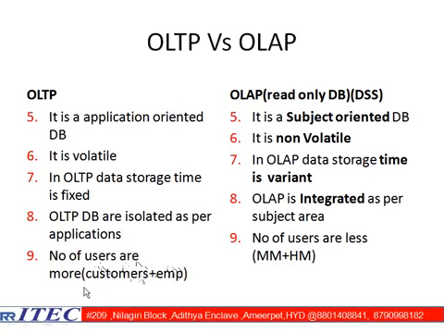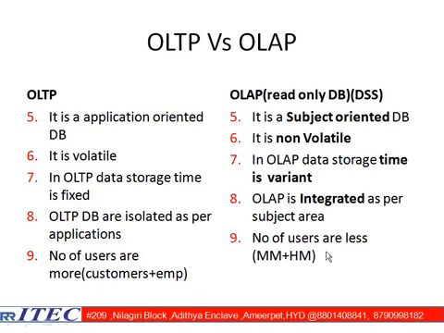Now, the number of users is more here, that is customers plus employees. The number of users is less here, that is middle-level management and high-level management. What is the meaning of this? Tell me, who are the people using ATM machines, sir? Every employee of the bank and each and every customer is using the ATM. The ATM application's back-end database is an OLTP database. Can I say indirectly all employees and all customers are using OLTP or not?